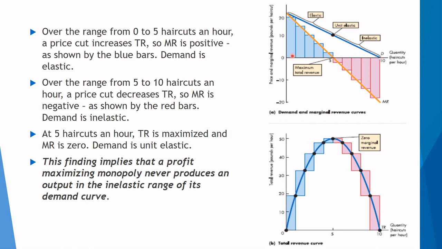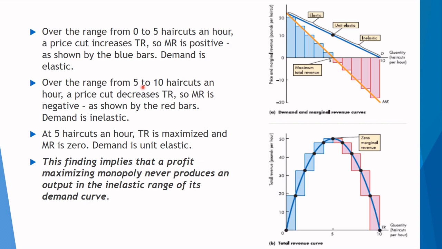All the blue bars lie above it. So these blue bars for the level of outputs 0 to 5 represent positive marginal revenue. Please remember, for this part, your demand is elastic.